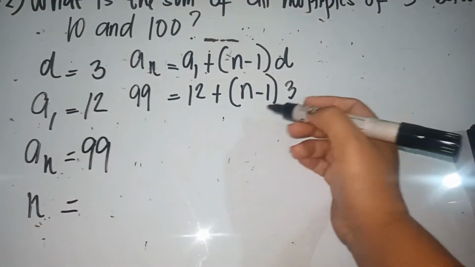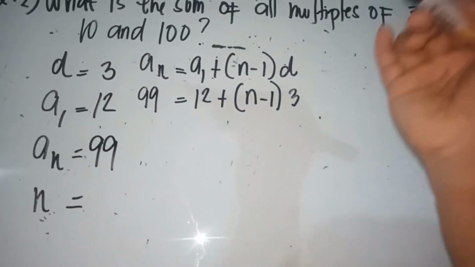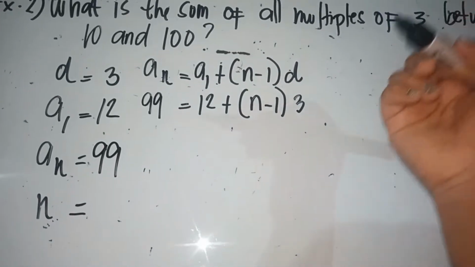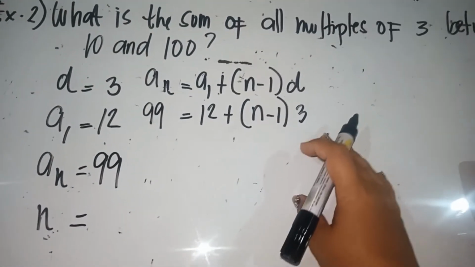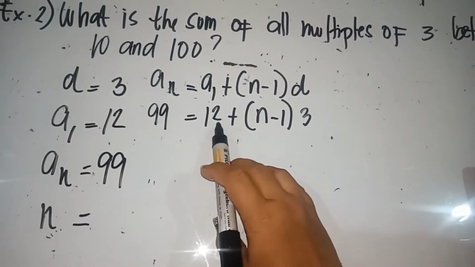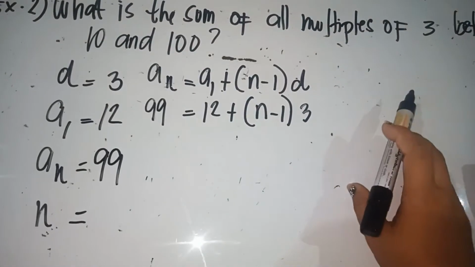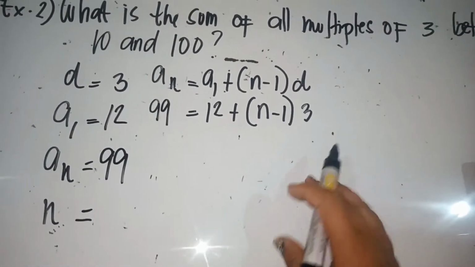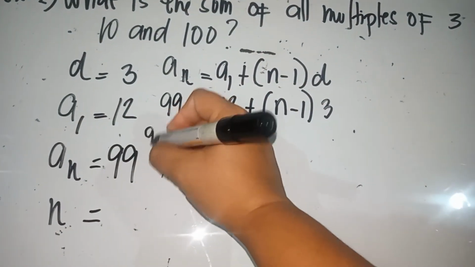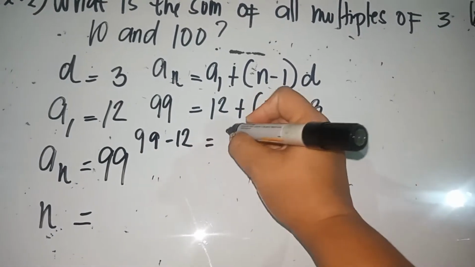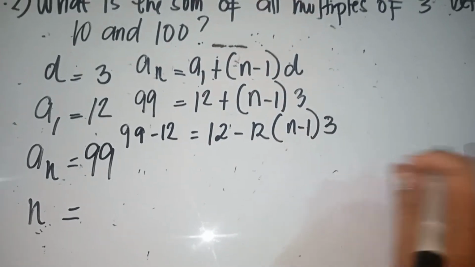Okay, so everything that goes with n, we need to remove. Meaning to say, we should isolate n. When isolated, it is quarantined, with no companions. So, we will remove everything that goes with n. The first one with n there is 12. So, for us to eliminate 12, we should subtract it by itself. Whatever we do on the right, we should also do on the left. So, if we subtract 12 from itself, we also subtract 12 here. It becomes 99 minus 12 is equal to 12 minus 12 plus n minus 1 times the common difference.